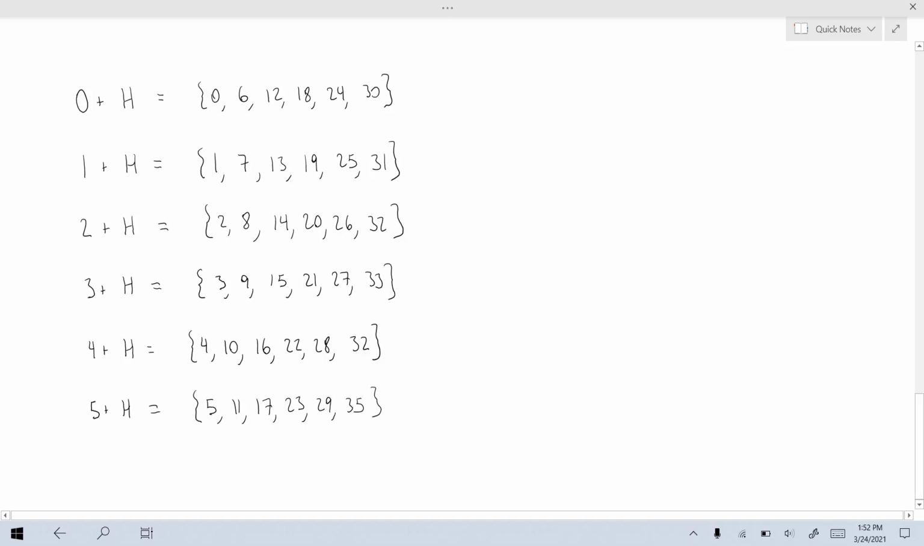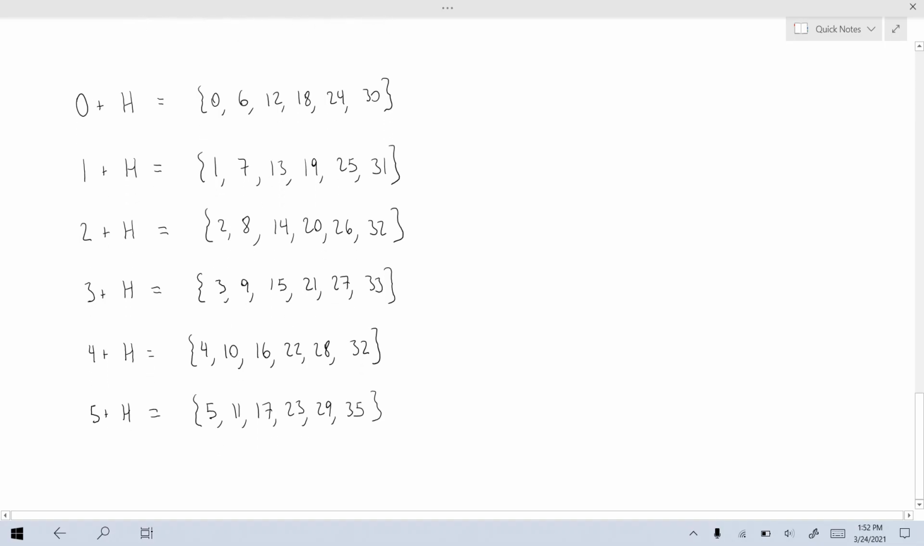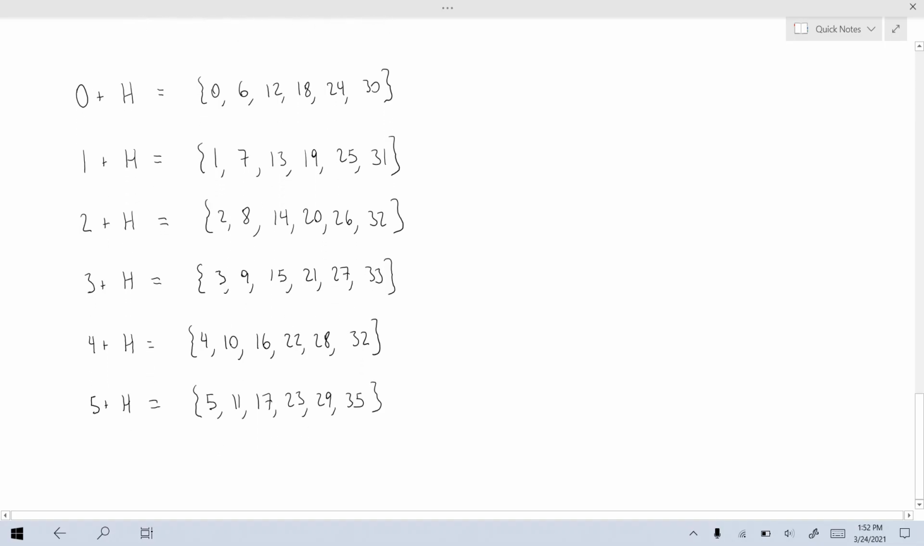Okay, and now taking a look at all of the cosets that we have, you will notice that we do have all of the elements of G accounted for now. We have 0, 1, 2, 3, 4, 5, 6, 7, 8, 9, 10, 11, all the way to 35, okay? So now that I have all of the elements of the group G accounted for, I now know that I have found all of the cosets of H in G, okay?